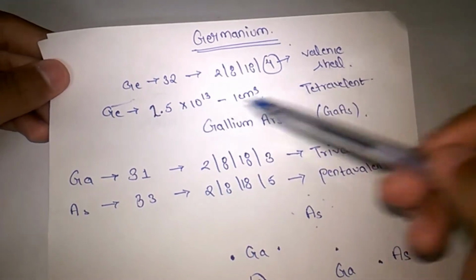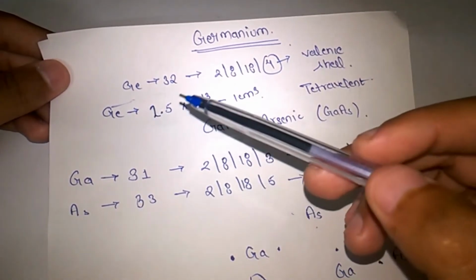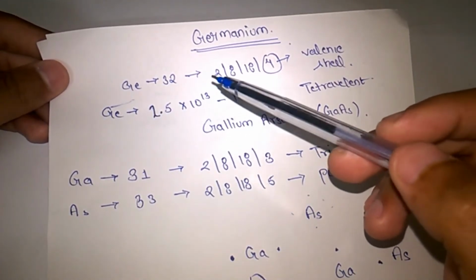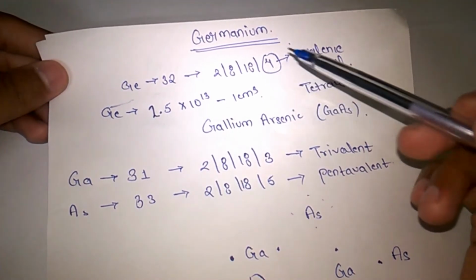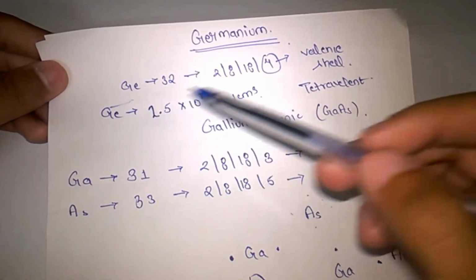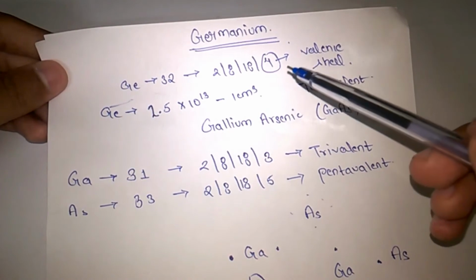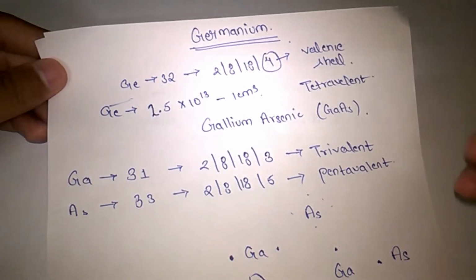That's the whole property of germanium. It has a structure just similar to silicon because it also has 4 valence electrons. That's why I have not drawn the structure of germanium, because it is similar to that of silicon.